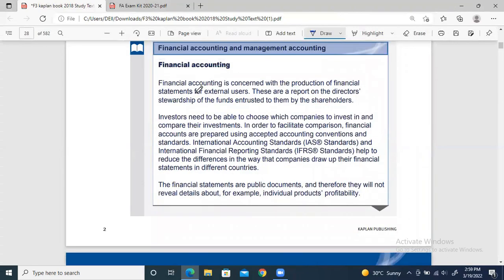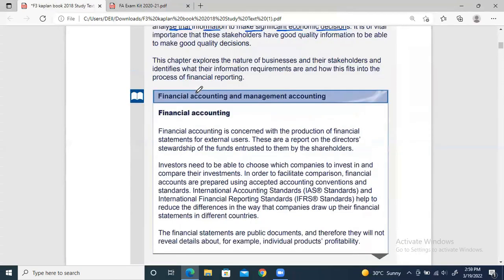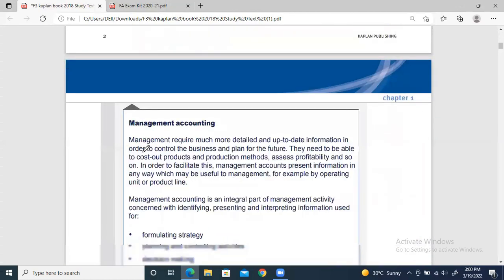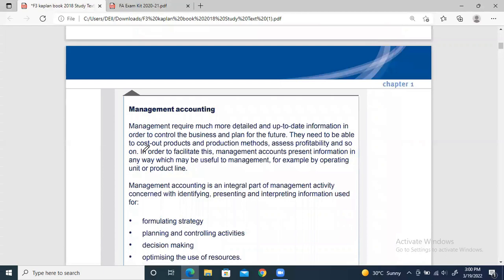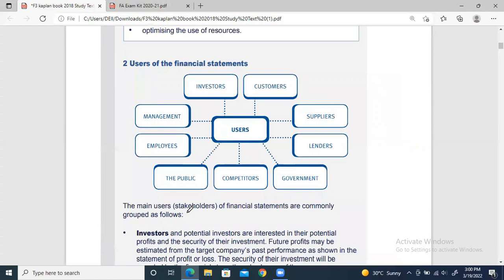This is basically the difference between financial accounting and management accounting. Many of the students studying F3 have already done the F2 exam, so F2 is basically management and F3 is financial. Naturally they get to know the difference between them. Okay, now these are all the users of financial statements, right? This is also self-explanatory, there is nothing much to discuss over here.